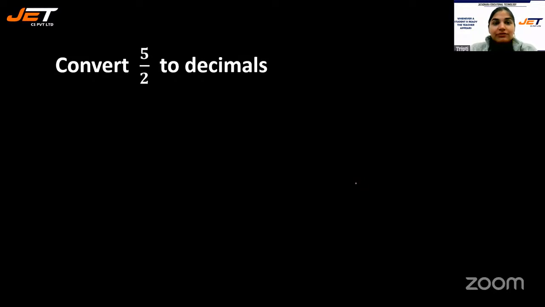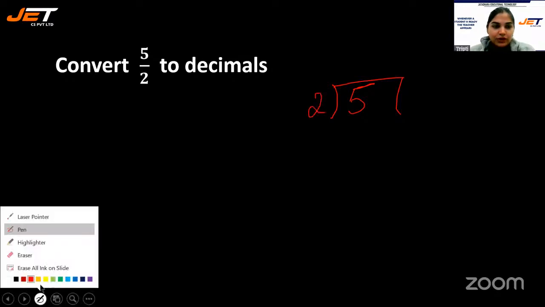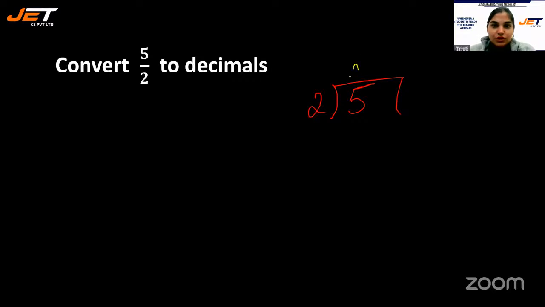Next one, convert 5 by 2 to decimals. So how you have to do it is simply 5 divided by 2. Okay, let me do this for you. So here, 2 times 2 is 4. Either you can write here or you can write there. Subtract, 1. I'll put an extra 0 because I don't want the remainder. I want the answer in decimal, because we are converting fractions into decimals.